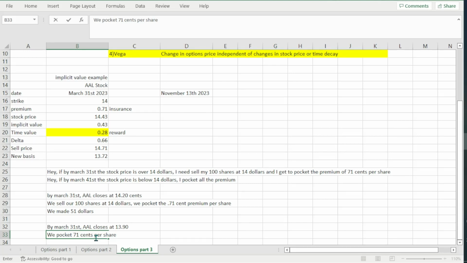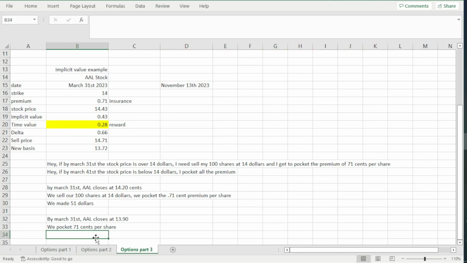So what does this actually do for our share basis? Well, our share basis now goes down by 71 cents. So if we purchased at $14.43, our new basis becomes $13.72. So that would be a pretty decent scenario because the stock price closed at $13.90. So we're still above. So if we sell the next day, let's assume that American Airlines is still at $13.90, well, then we could basically make $18.